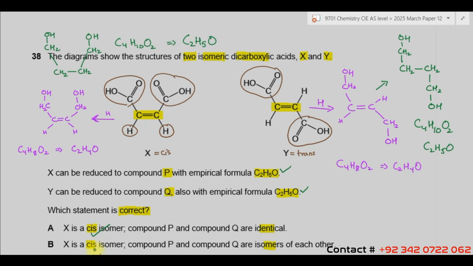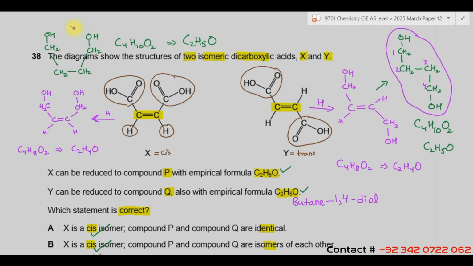Alright, so first part is done. Both are cis, X is cis. And second part is whether P and Q are identical or isomers. That depends on the naming of P or Q. Okay, let's look at this one. We can start numbering 1, 2, 3, 4 as it is long chain. So on first carbon we have alcohol, on fourth carbon we have alcohol. So we can write 1,4-diol. And the rest part is 4 carbon. So it is butane 1,4-diol.